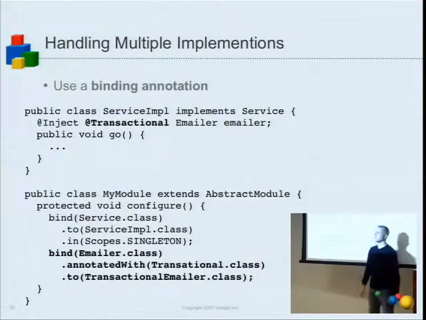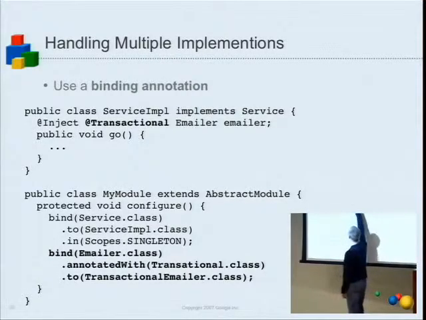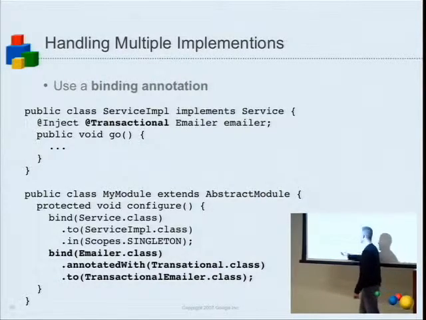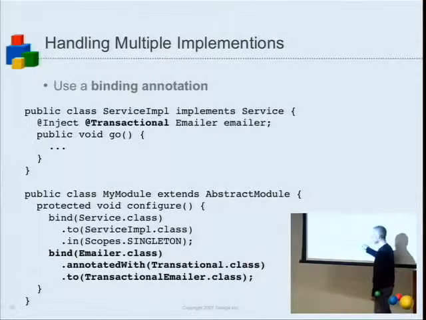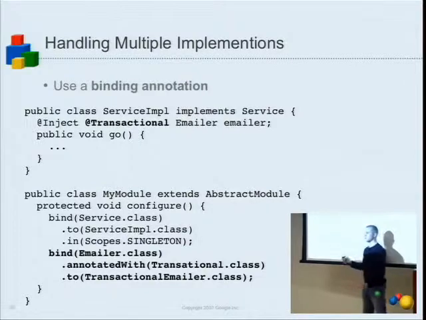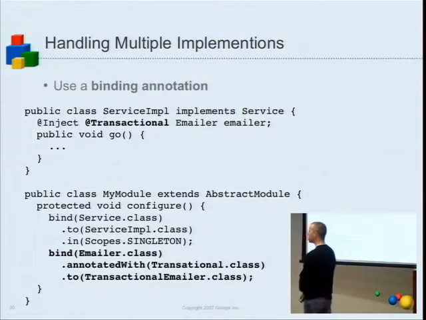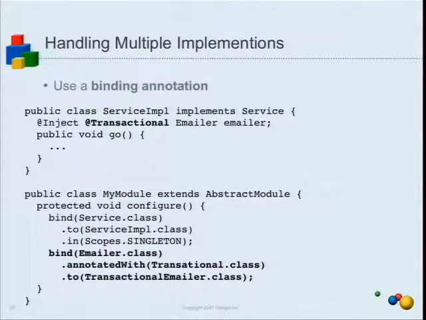And Guice is going to look at this and say, oh, you need a transactional emailer. The idea here is that the thing that's going to identify this dependency is it's an emailer, and it's transactional. So the way we configure this in our module is we say bind emailer annotated with transactional to transactional emailer. Transactional emailer is our implementation. Everybody follow that? So the transactional annotation, is that part of the Guice framework?